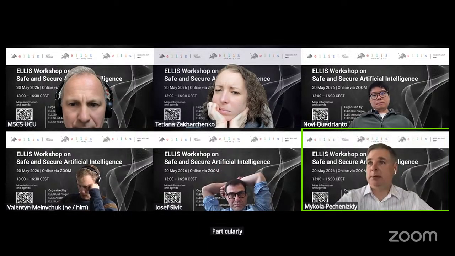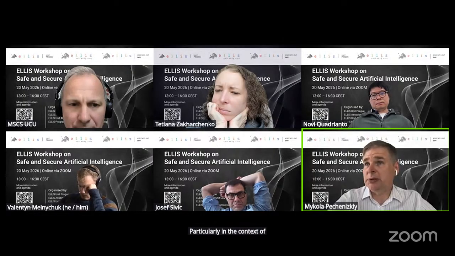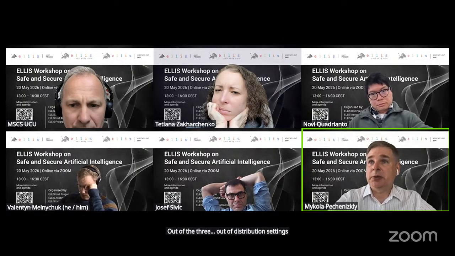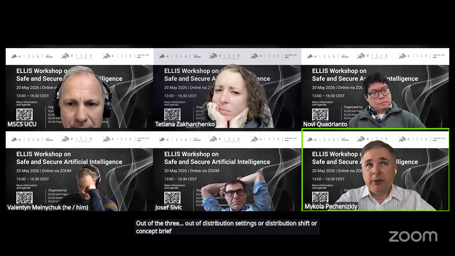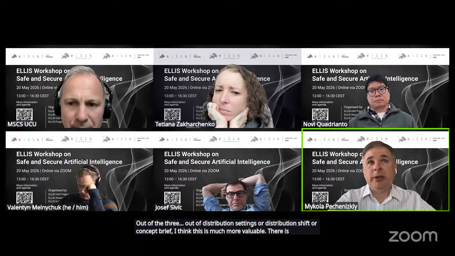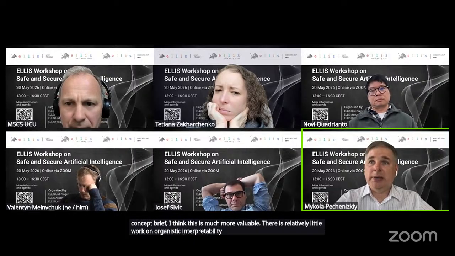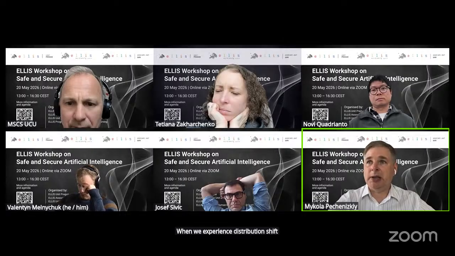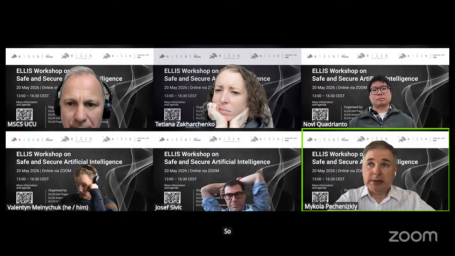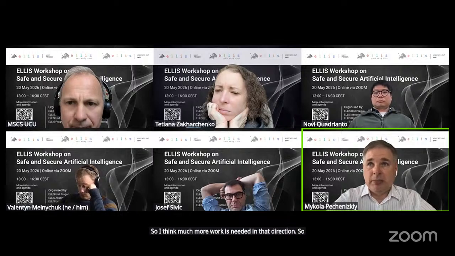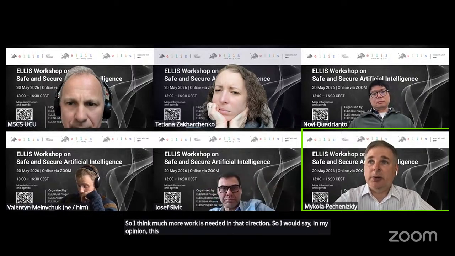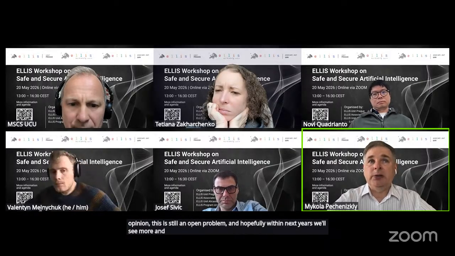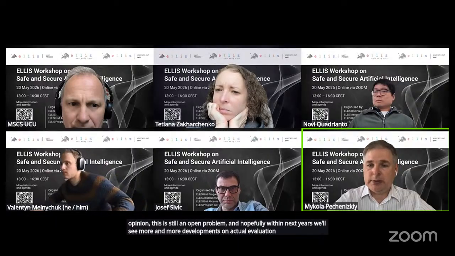So I think if we focus on showing or demonstrating what the properties of ML models are, particularly in context of out of distribution settings or distribution shift or concept drift, this is much more valuable. There is relatively little work on mechanistic interpretability or looking inside learned representations, or what is happening in learned representations when we experience distribution shift and other challenges alike. So I think much more work is needed in that direction. So I would say, in my opinion, this is still an open problem, and hopefully within next years we'll see more and more developments on actual evaluation methodologies for these settings.